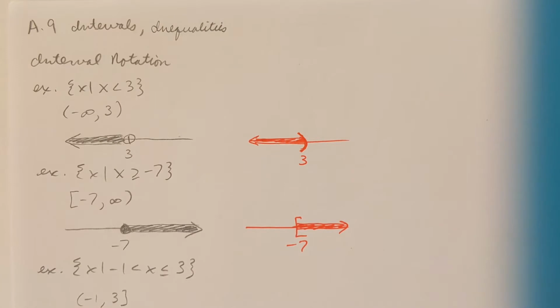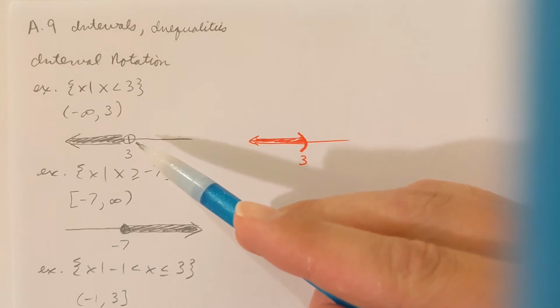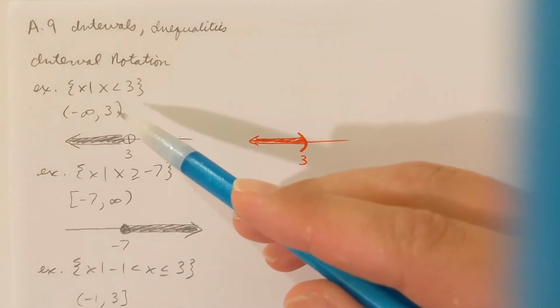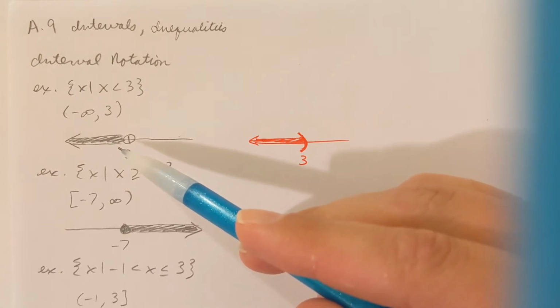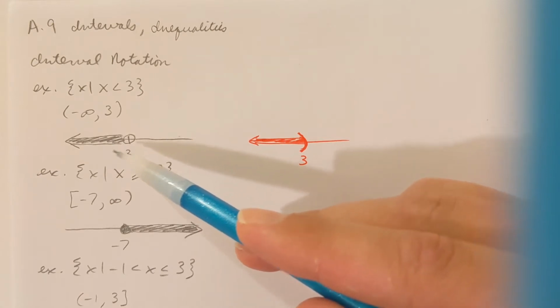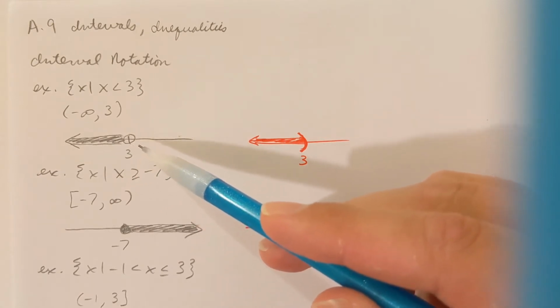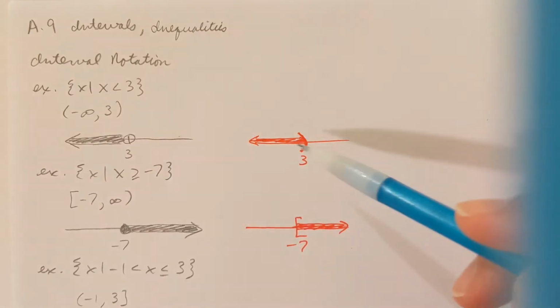As an example, suppose that we have something written in set builder notation, set of all x such that x is less than 3. As an interval, I'd write negative infinity to 3. Because I'm not including 3, I'd want a parentheses there at 3. Anything less than that means that I'd be shading towards the left and not including 3 there.